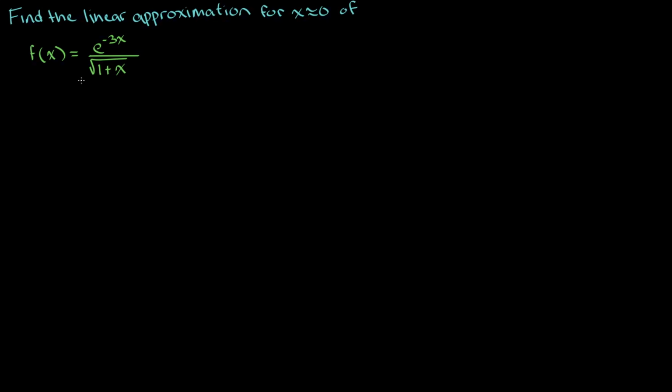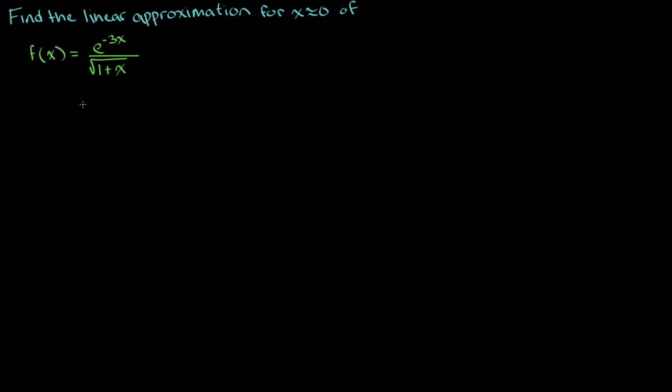We've been talking a lot about linear and quadratic approximations, and I have this example for you. I want you to find the linear approximation for x values near 0 of this function here, e to the negative 3x over the square root of 1 plus x. So pause the video and work on this for a little bit.